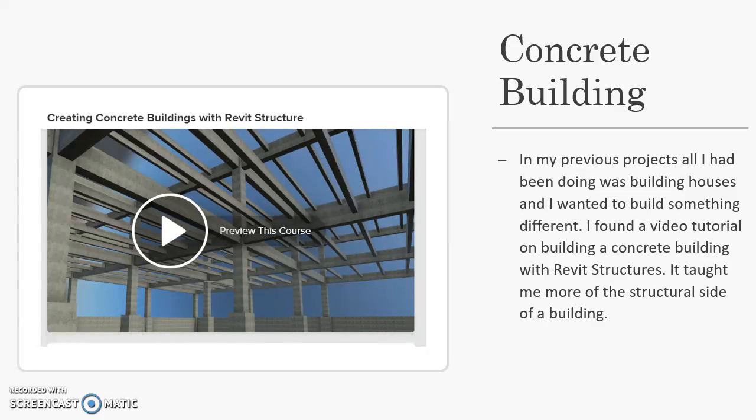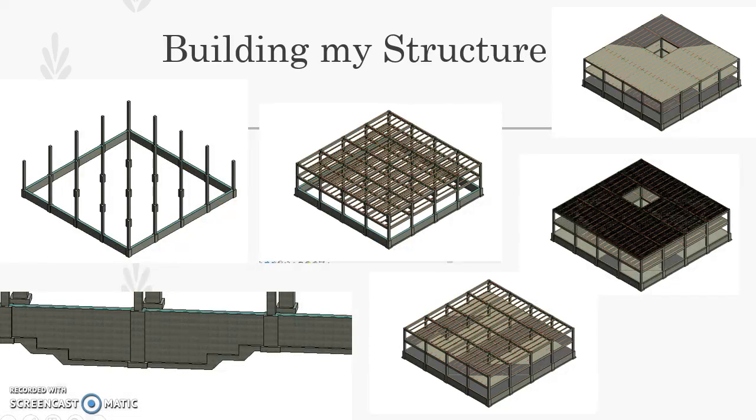In my previous projects, all I had been doing was building houses, and I wanted to build something different. I ended up finding a video tutorial on building a concrete building with Revit structures. The first step was to set up my grid and add my columns with piers and pilasters. Next, I added my structural walls with footing.